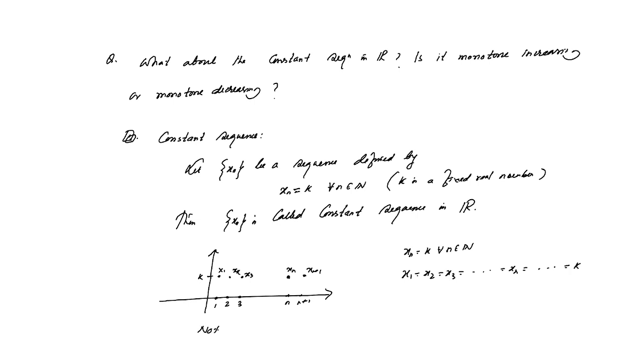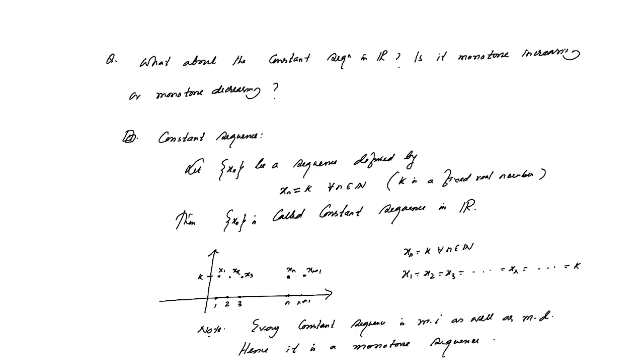So the note: every constant sequence is monotone increasing as well as monotone decreasing, and hence it is a monotone sequence in R.